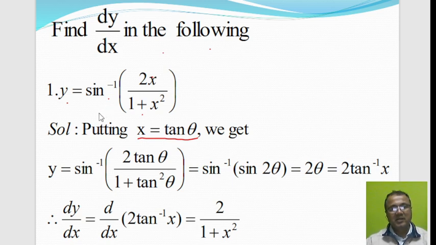Suppose I try to find the derivative by using the trigonometric identity here. Suppose here the expression is in the form of 2x by 1 plus x square, isn't it? 2x by 1 plus x square.